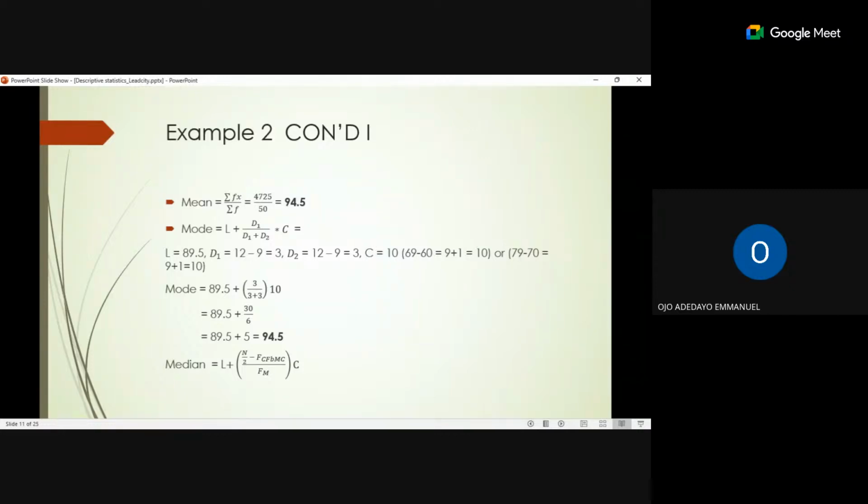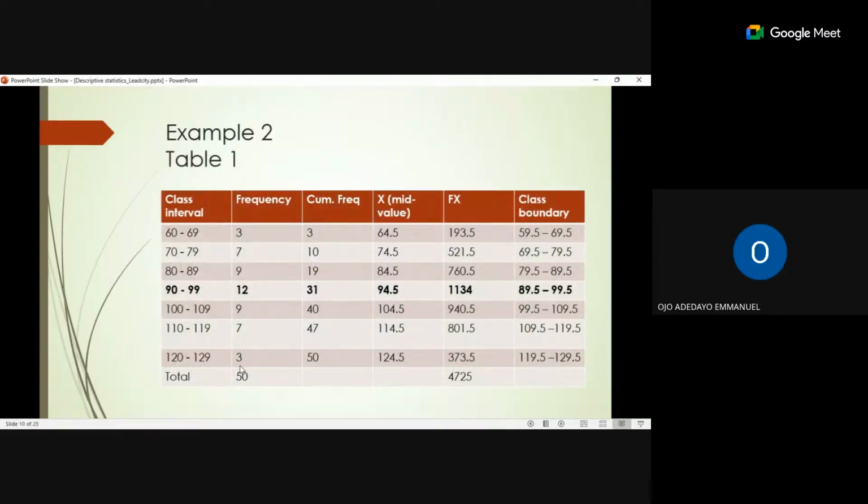How do you locate the median class? Remember that the total frequency is 50. Divide 50 by 2. We are going to get 25. Please note this. You may be jotting it down. The first step is you want to locate your median class. How do we locate our median class? Divide your total frequency by 2. If you divide it by 2, you are going to get 25. Just follow my step like that. You are going to get 25.